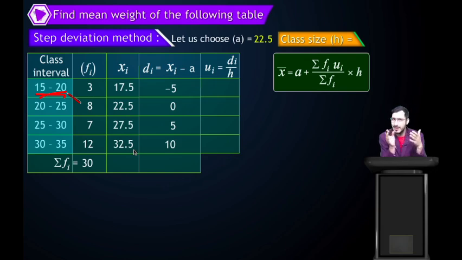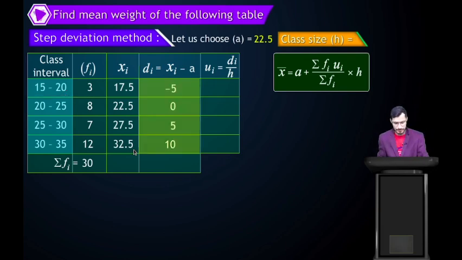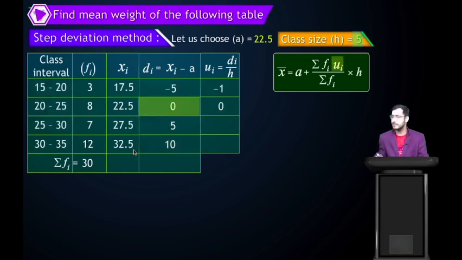So, upper limit minus lower limit. 20 minus 15 will be 5 here. Now divide 5 by 5, so we get minus 1. In the second column, 0, and in the third column, 5 divided by 5, we get 1. 10 divided by 5, so we get 2 here.